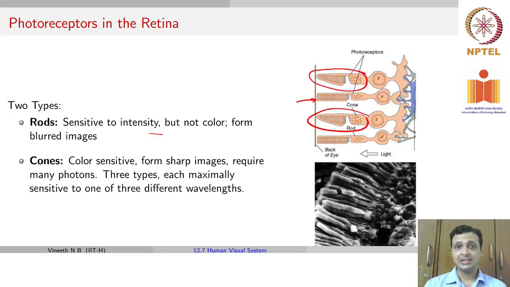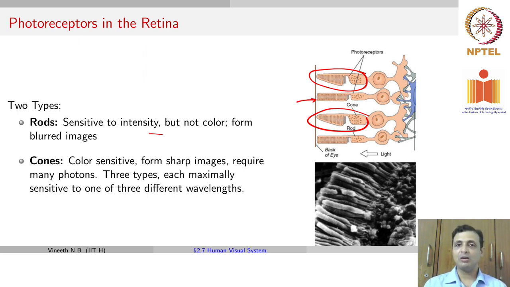So the rods are sensitive to intensity but are not sensitive to color. So they in some sense get a blurred image of what is happening around us. And cones are sensitive to color. They form sharp images and require many more photons to absorb the information.